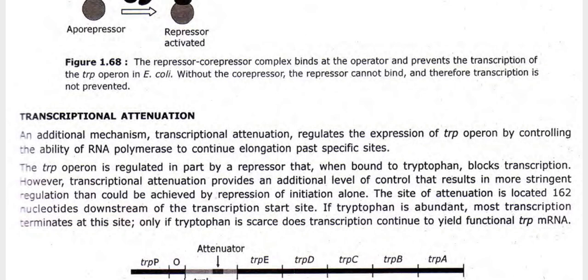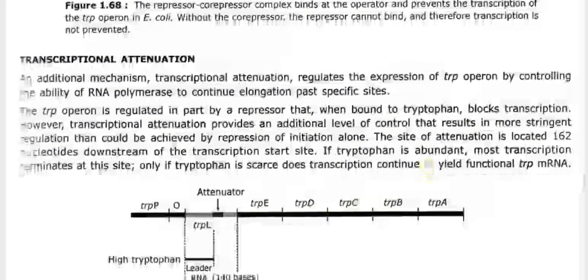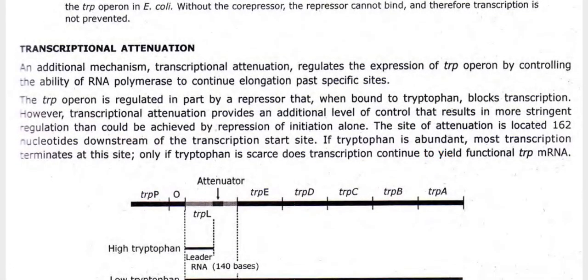Then the next topic is transcriptional attenuation. An additional mechanism, transcriptional attenuation, regulates the expression of the trp operon by controlling the ability of RNA polymerase to continue elongation past specific sites. The trp operon is regulated in part by a repressor that, when bound to tryptophan, blocks transcription. However, transcription attenuation provides an additional level of control that results in more stringent regulation than could be achieved by reduction of initiation alone.